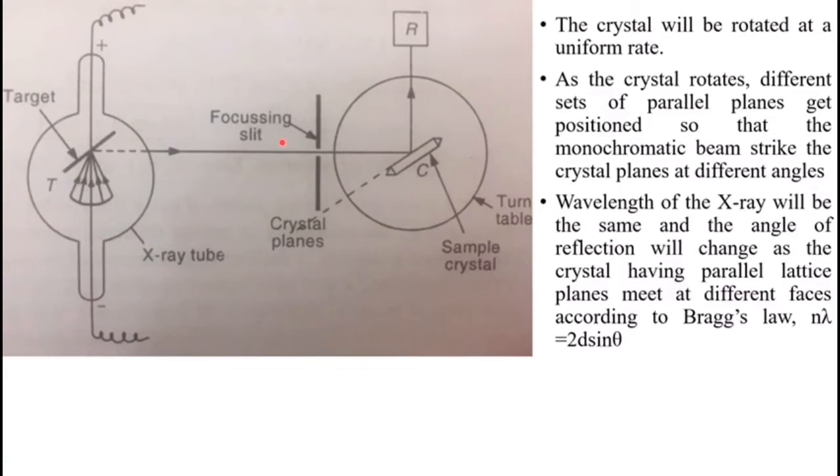Monochromatic ray means the wavelength will be the same. So the wavelength of the X-ray will be the same, and the angle of reflection will change as the crystal's parallel lattice planes meet the beam at different phases according to Bragg's law. We have already discussed Bragg's law. When the parallel planes or lattice planes are different, the angle of reflection also will be different.